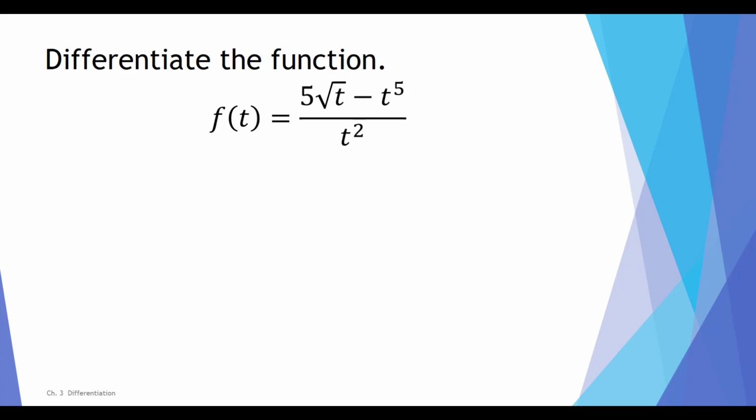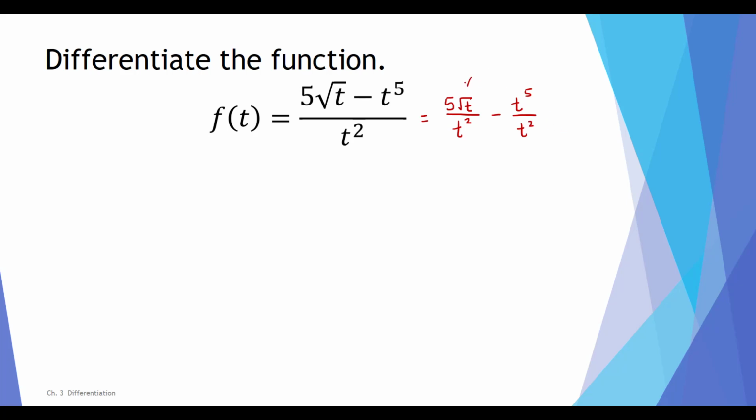One way you could approach this problem is to use the quotient rule. However, because the quotient rule is rather messy, it's best to avoid that if you can. So we can use some algebra, split up this fraction, write it as 5 times the square root of t divided by t squared minus t to the fifth divided by t squared.